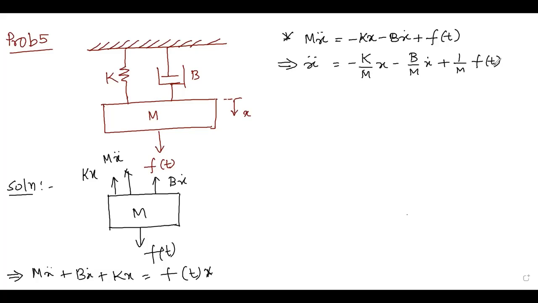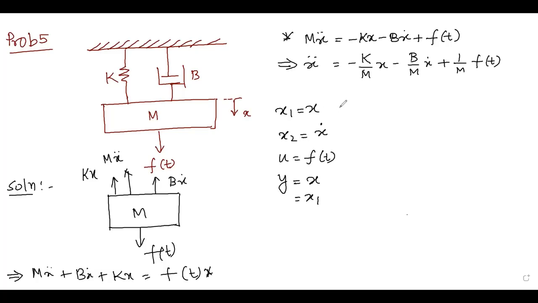Now select the variables. There are two states, displacement and velocity. So assume x1 equals x, x2 equals x dot. The input is Ft, and the output is y, which equals x, or nothing but x1.